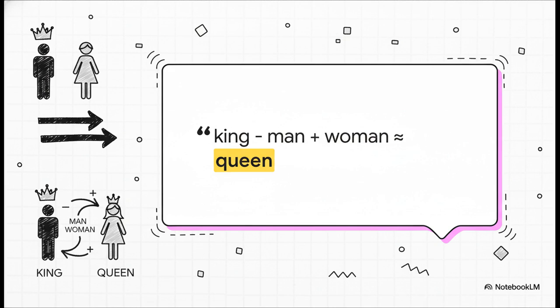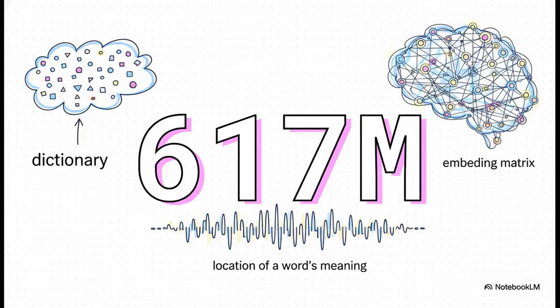It's wild. And when I say this is a giant dictionary, I mean it's colossal. For a model like GPT-3, this initial map of words, the embedding matrix, has over 617 million different values, or parameters. Think of them like tiny little knobs, each one helping to fine-tune the precise location of a word's meaning.